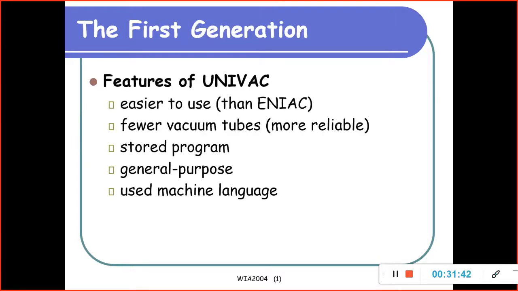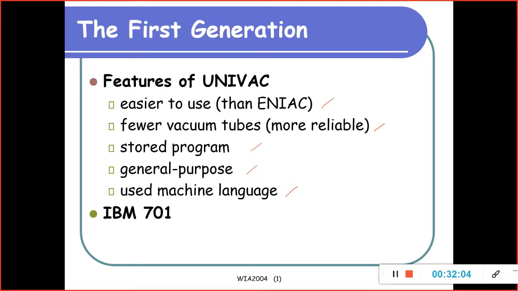So the features of UNIVAC: easier to use than ENIAC, fewer vacuum tubes, more reliable vacuum tubes that are much less prone to failure, a stored program, general purpose, and it used machine language. Machine language, I think you will learn in the embedded system course, is how the processor language works.